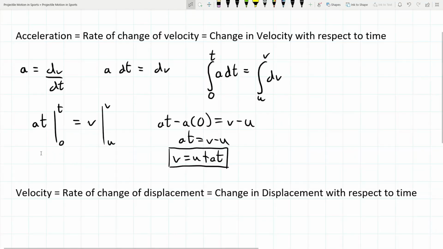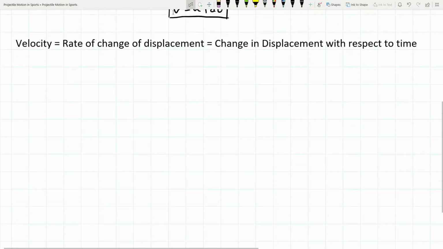So to get our second equation of motion, we can define velocity similarly to how we defined acceleration. So we can define it as velocity is the rate of change of displacement, which is the same as saying it's the change in displacement with respect to time. So we can rewrite this as v equals ds over dt, right? So now we're going to do kind of the same thing. We're going to multiply both sides by dt, and we get v dt equals ds.